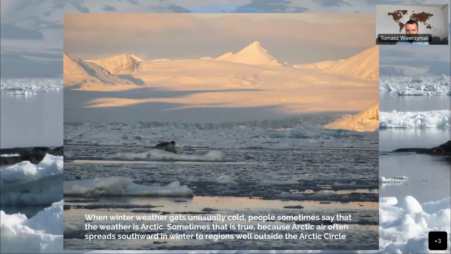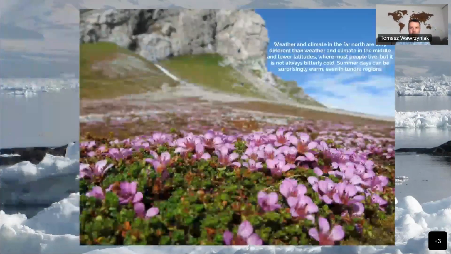In Poland, in Europe, when the weather sometimes in winter gets unusually cold, people say it's Arctic weather. And sometimes it is true, because the Arctic air masses can spread southwards in winter, so they sometimes influence weather patterns in lower latitudes. What happens in the Arctic doesn't stay in the Arctic. This can, and always does, influence what's going on in lower latitudes.